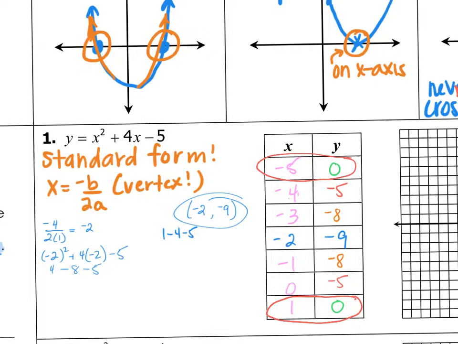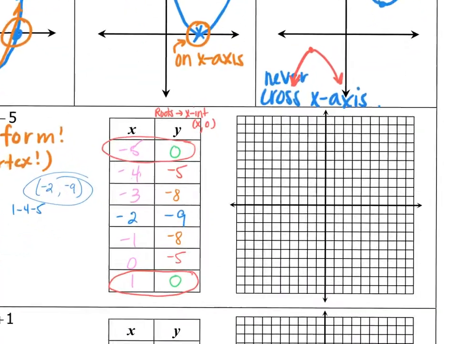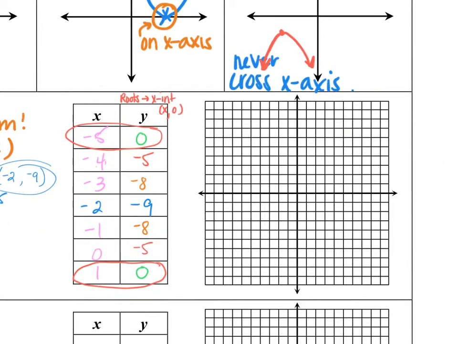And the reason is because roots, solutions, zeros are x-intercepts. An x-intercept is a dot where the graph crosses the x-axis, which means the y is zeroed out and the x has a value. So let me prove that to you by graphing. Let's go ahead and graph this parabola by plotting all the points onto the grid.